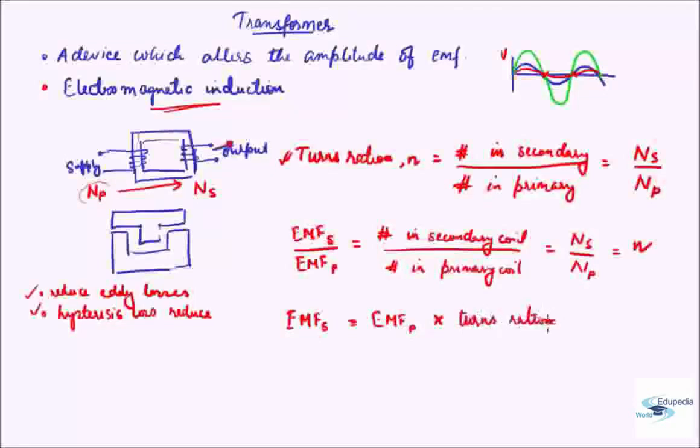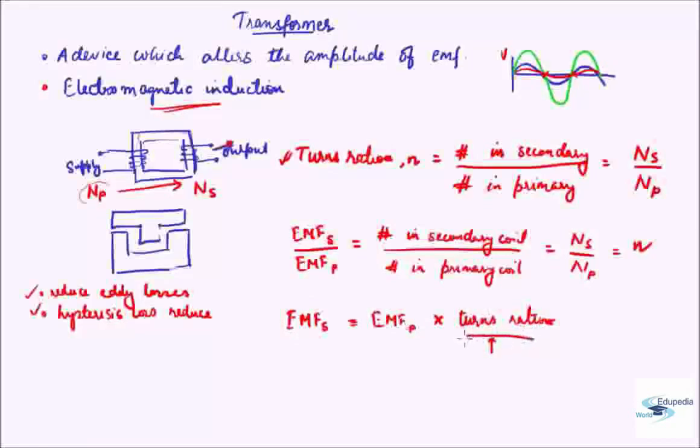So larger the turns ratio, more will be the output EMF. Smaller the turns ratio, less will be the output EMF. This is the fundamental of either step up transformer or step down transformer. So what we are doing is, in a step up transformer we are providing more number of turns in the output side, thereby the turns ratio is more than 1, and EMF in the secondary coil becomes more than EMF in the primary coil, thereby the voltage is getting stepped up.